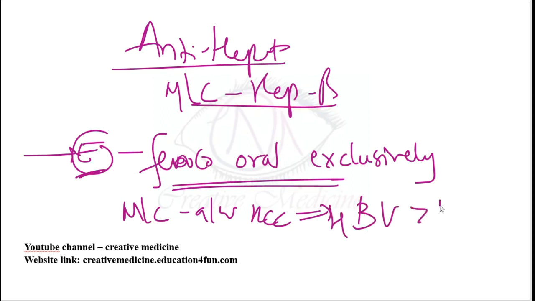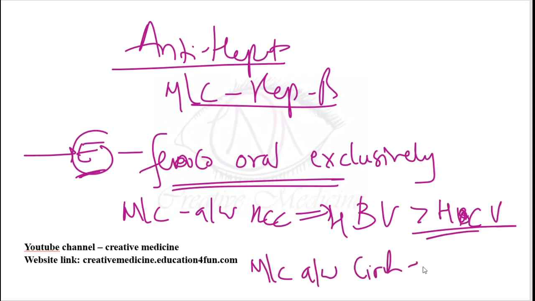Hepatitis B virus is more commonly associated with hepatocellular carcinoma than hepatitis C virus. Which is most commonly associated with cirrhosis? Hepatitis C virus is most commonly associated with cirrhosis.